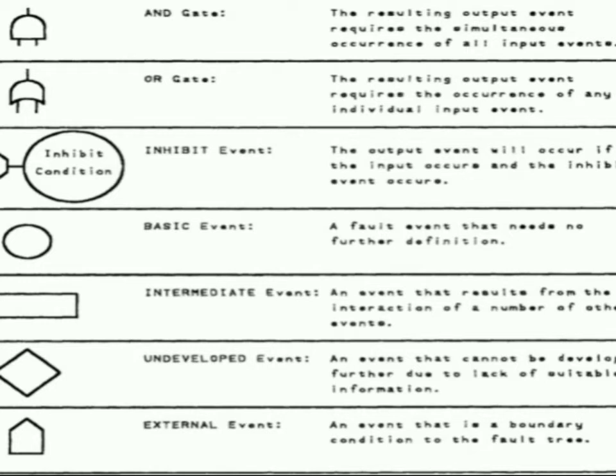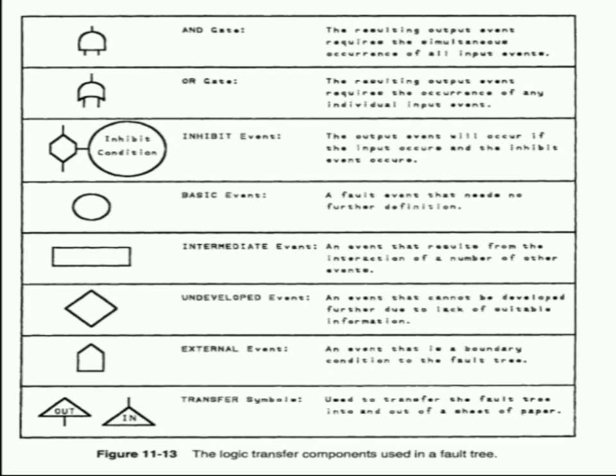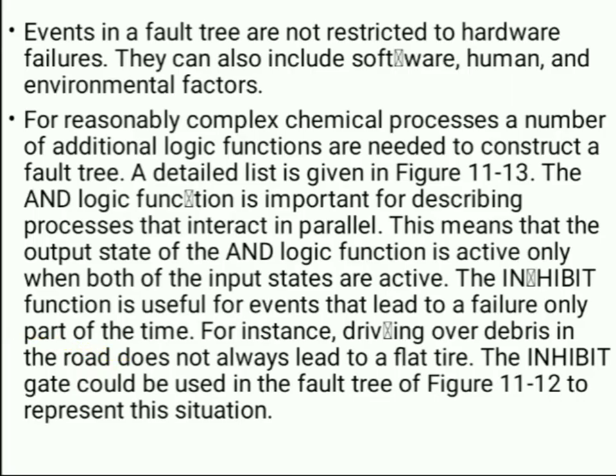Now for a basic event we use a circular symbol. For intermediate events we use a rectangular symbol. For an undeveloped event we can use a diamond or square shape. For an external event we can use a pentagonal shape. Then transfer symbols are given, that is transfer in or transfer out. So these are the different symbols that can be used for a more complex chemical process.